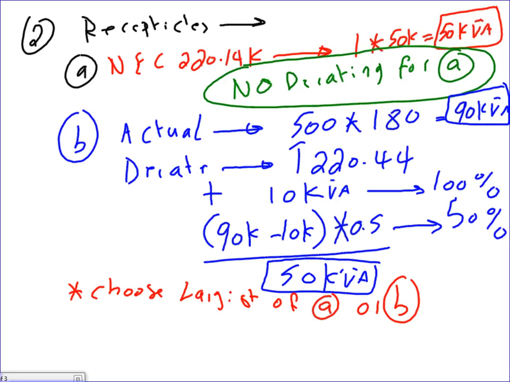Because you didn't add the 10. Yeah, if you add the 10, it becomes 50. You took this, multiplied by 0.5, but you didn't add the 10, did you? I did not. Yeah, that's probably why you're getting 40. So you choose the largest of these two steps. They happen to be the same. So the demand for this step is 50 kVA.